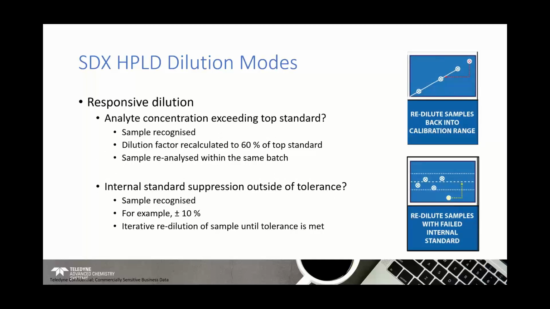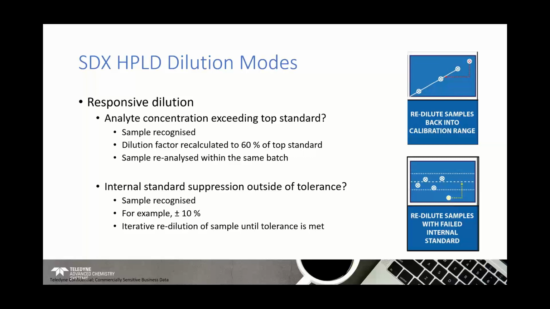And then the third mode, the responsive dilution. I've already mentioned a fair bit about this, but if we have a sample which exhibits an analyte concentration which exceeds the top standard, this sample is recognized. Then, based on the signal exhibited by the top calibration standard and the signal exhibited by this unknown sample, a new dilution factor can be recalculated to bring that sample down so that it falls under the top standard. Typically we do this to about 60% of the top standard signal, but we can vary that.